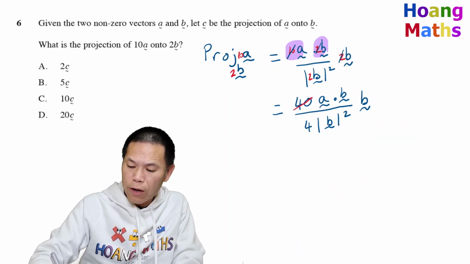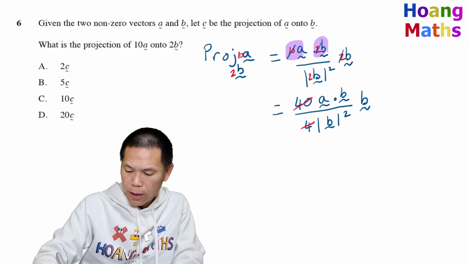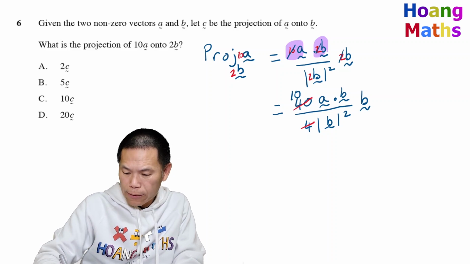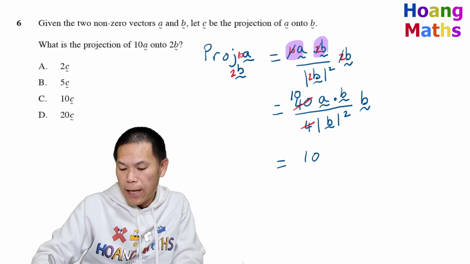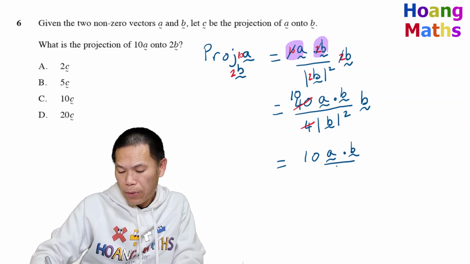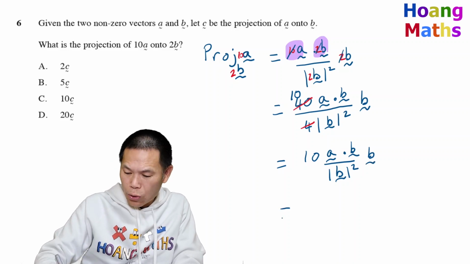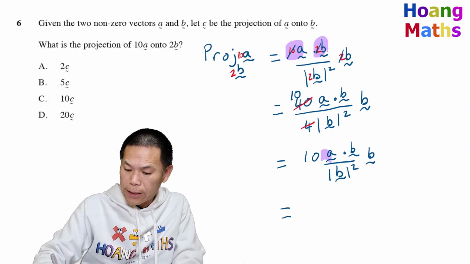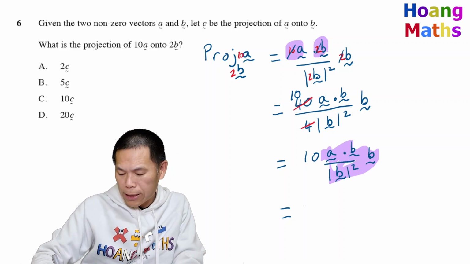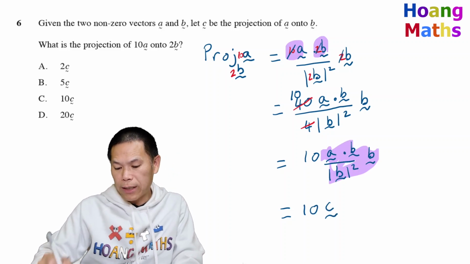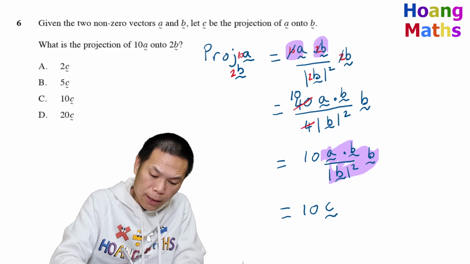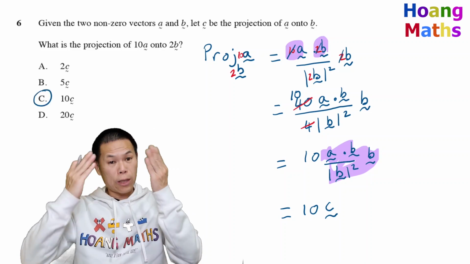So 40 divided by 4 gives me 10. That is equal to 10 times vector A dot vector B over magnitude of B squared, and then times vector B. Don't forget this is vector C, keep that in mind. So that is 10 times vector C. So the answer is C. So there you go.